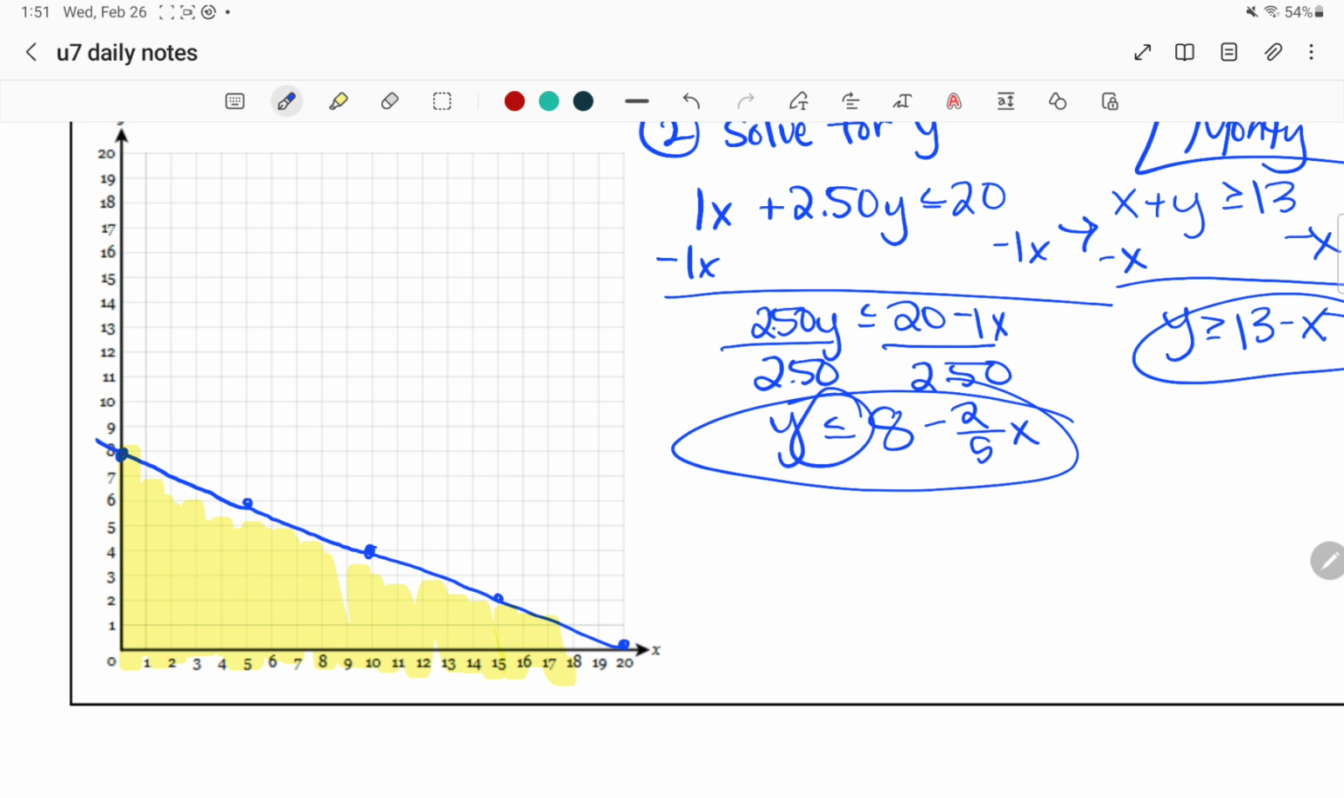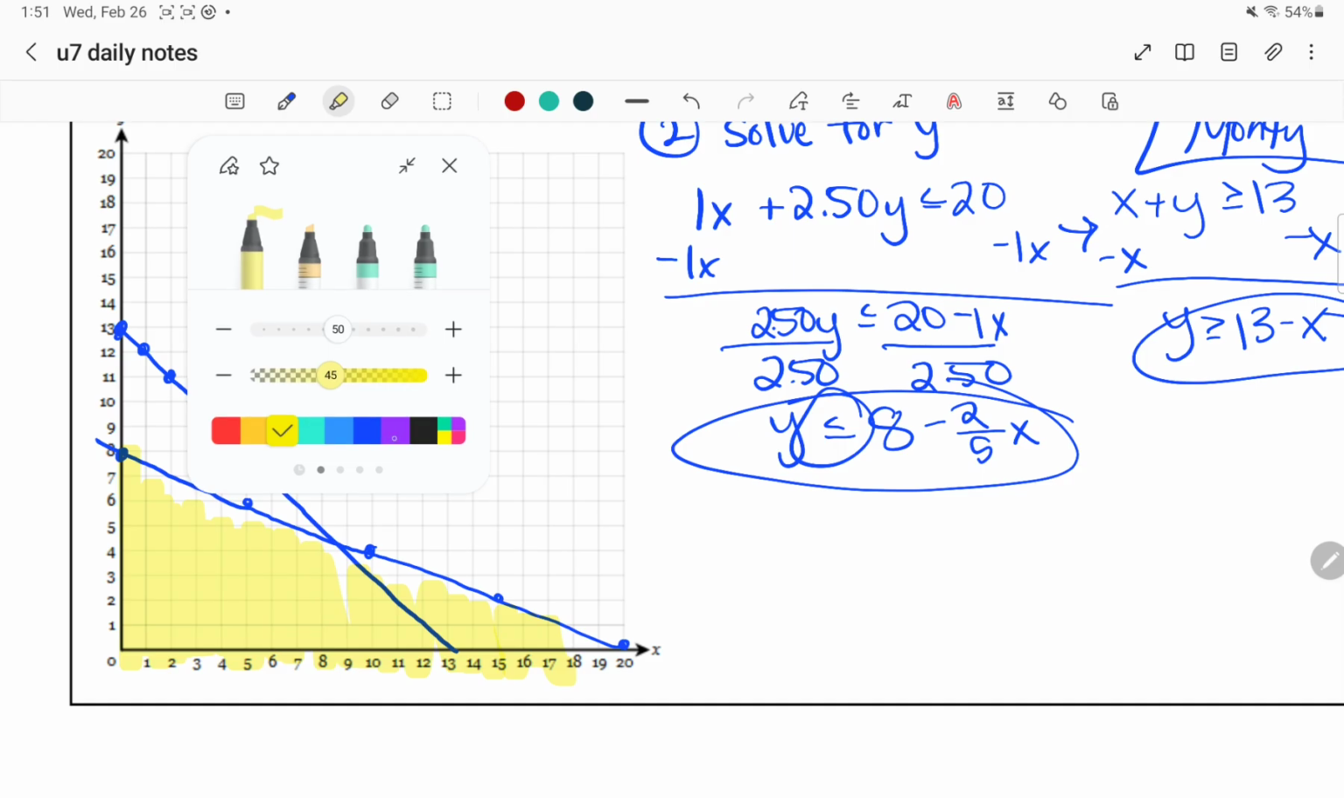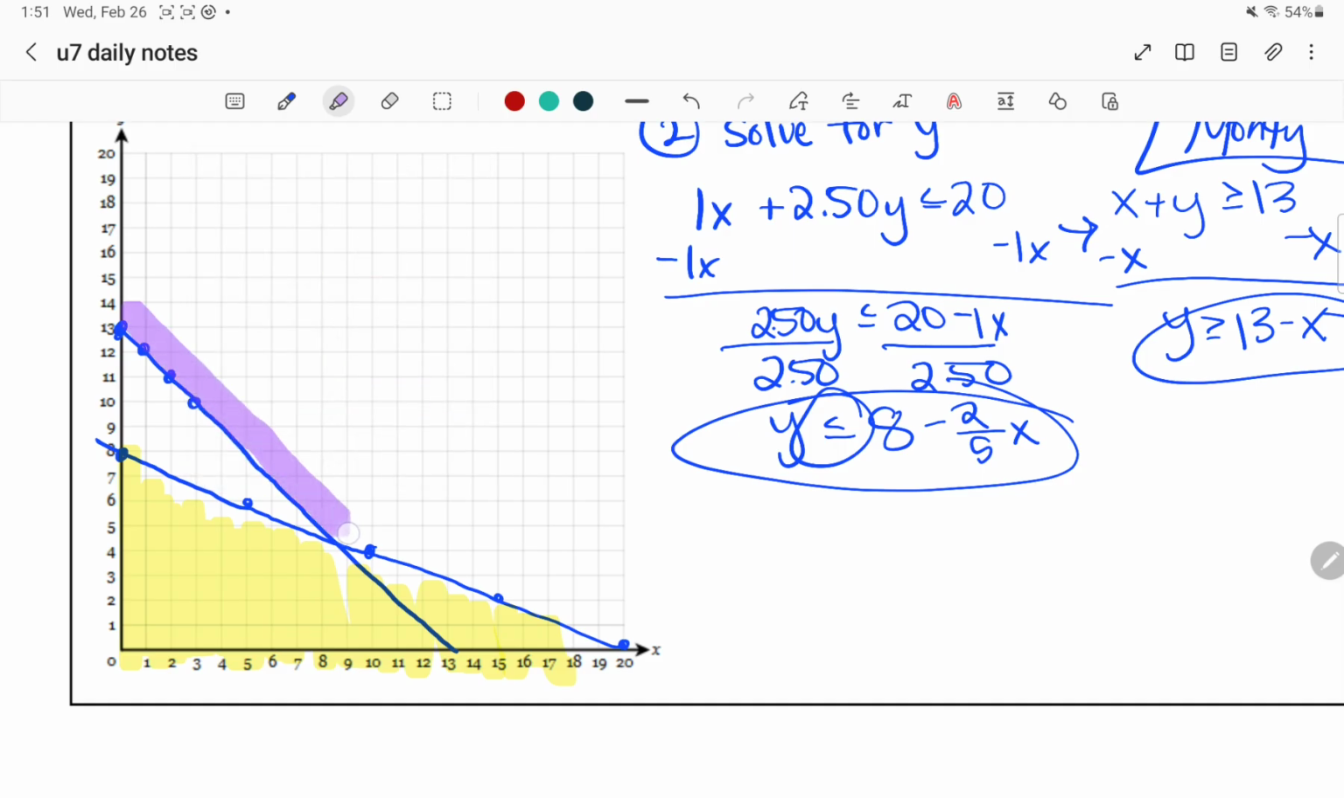Second equation, start on 13. That's my y-intercept this time, and I'm going to have a negative x slope. That's negative 1, so down 1 over 1. Again, it's going to be a solid line. But this time, it's greater than, so I'm going to shade above.